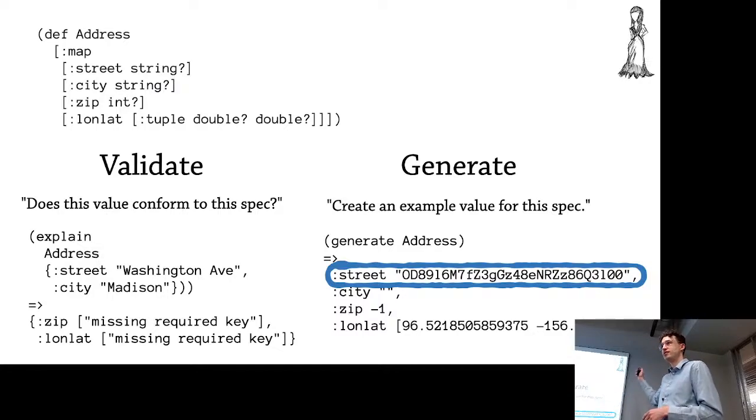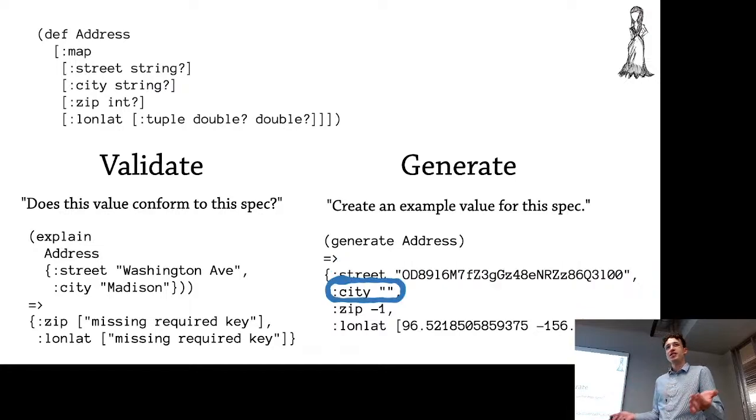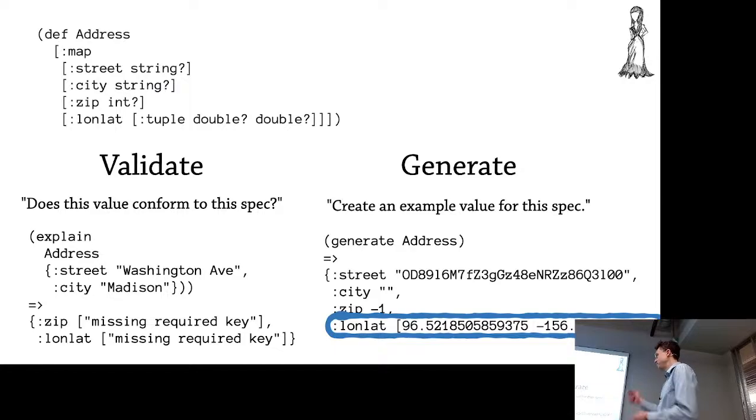So street is this really long gobbledygook, city... well, maybe I didn't even think of an empty city or a negative zip code. I did not prepare this. This was what Malli gave me when I asked it to generate an address. And yeah, a long latitude, nothing much there, but some pretty interesting values. Even just asking for the smallest value you can ask for the spec.